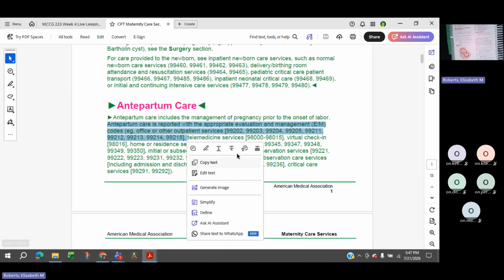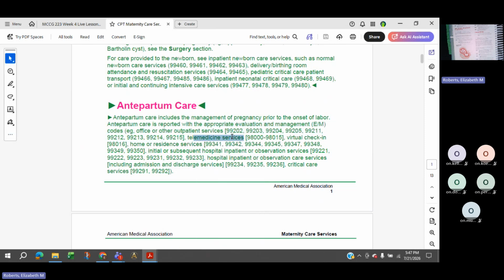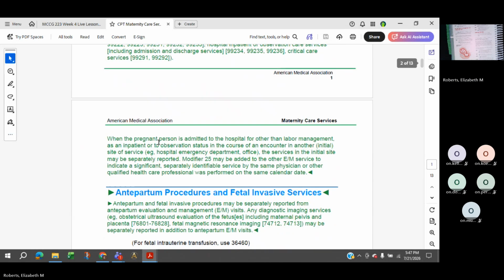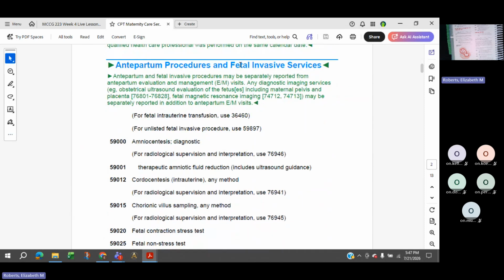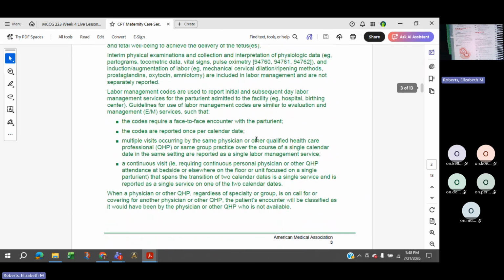Antepartum care is reported with the appropriate evaluation and management codes, e.g. office or other outpatient services. It could be telemedicine. It could be performed in the home or residence, right? It could be performed in the hospital, right? So any antepartum care, definitely after January 1st, is going to be reported with just a regular old E&M code, right? And then you still have your fetal invasive services, labor management.